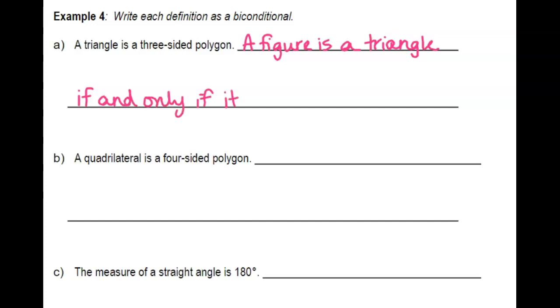What is the conclusion? Well, the conclusion is that it is a three-sided polygon. A figure is a triangle if and only if it is a three-sided polygon. So it makes sense because if I check the conditional and the converse, they should both be true. If a figure is a triangle, it is a three-sided polygon. And if a figure is a three-sided polygon, then it must also be a triangle. So that definition of a triangle works very well and is precise because you can write it as a biconditional statement. So I'd like for you to try part B, pause the video, and write your definition as a biconditional statement.